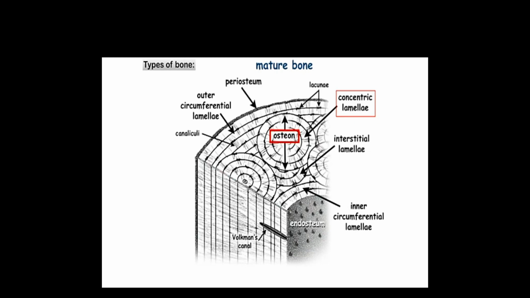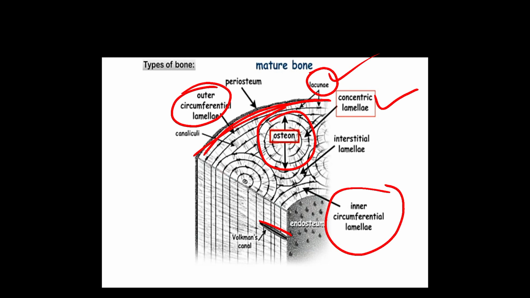We will see here now. So this is the Volkmann canal which is connecting the lamellae, and this is the outer circumferential lamellae, which is peripherally parallel. Inside that we can see the osteon, this combined structure including the concentric lamellae, and concentric lamellae have the lacunae in which the osteocytes are found. As we can see, all around the concentric lamellae, these lacunae are there. And this is the inner circumferential lamellae, this is outer circumferential lamellae, this is the endosteum, this is the periosteum, this is the Volkmann canal.